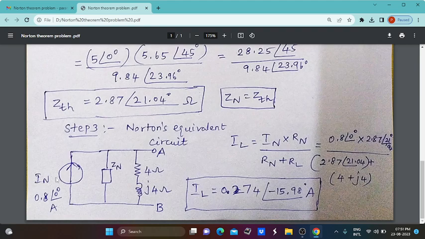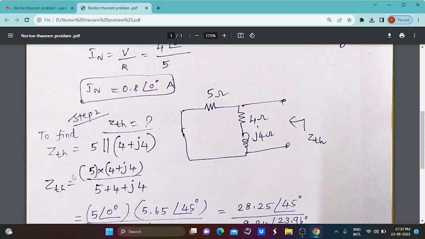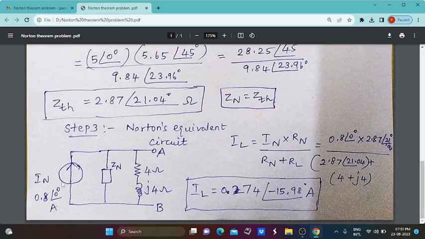So the Norton current value we already determined is 0.8 angle of 0 degrees amps. So that can be drawn here, and the ZN value is 2.87 with an angle of 21.04 degrees ohm. So now the impedance value is already available in the question itself. So 4 plus j4 ohm. So this is the Norton's equivalent circuit. So from this we can find the load current. So what is the load current between this terminal A and B?